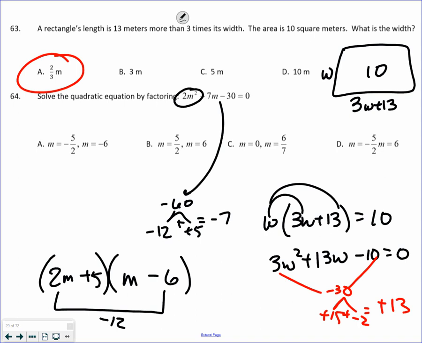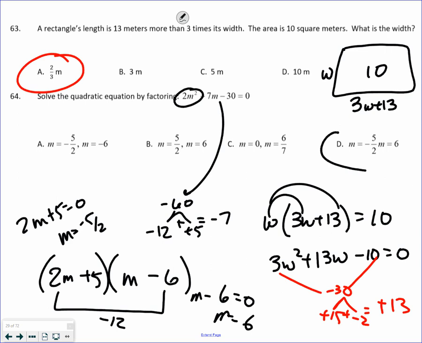And then set these equal to 0. So I've got 2m plus 5 equaling 0. M would be negative 5 halves. M minus 6 equaling 0. M would equal 6. So my two answers are negative 5 halves and positive 6. D is the correct answer.